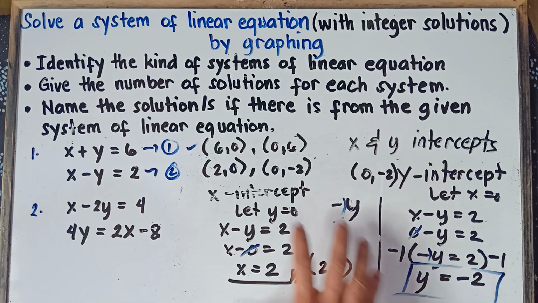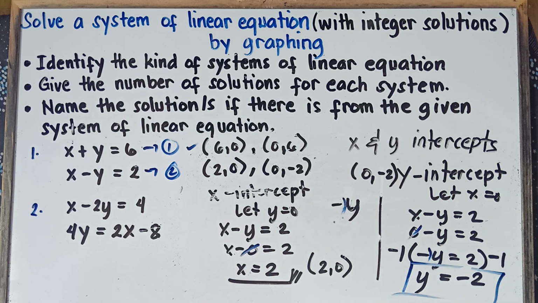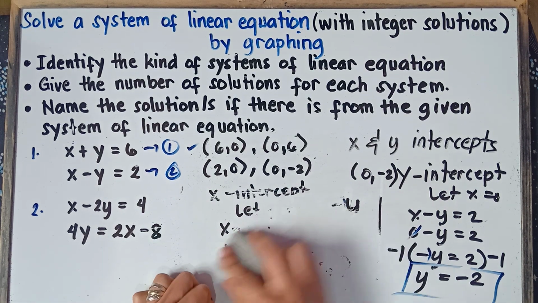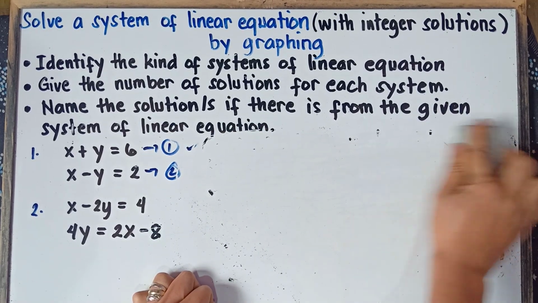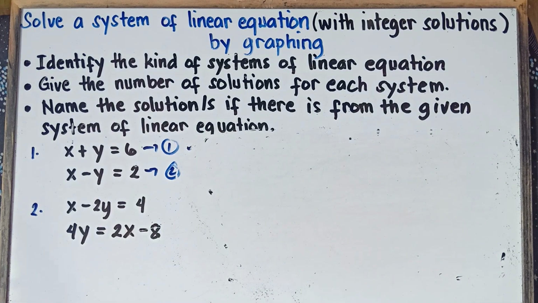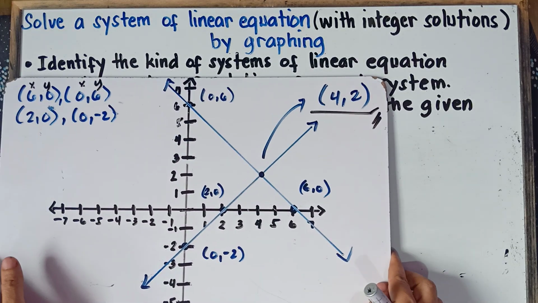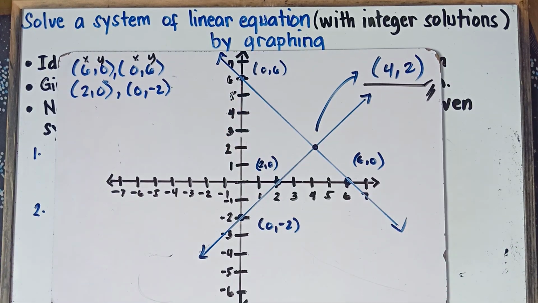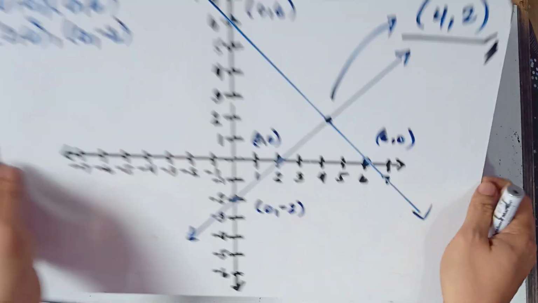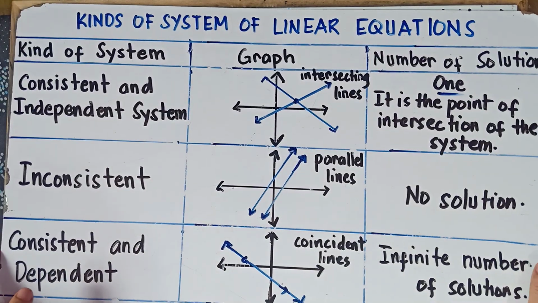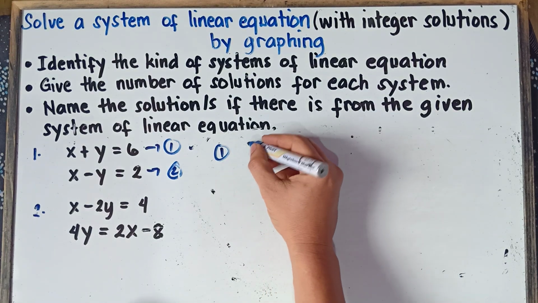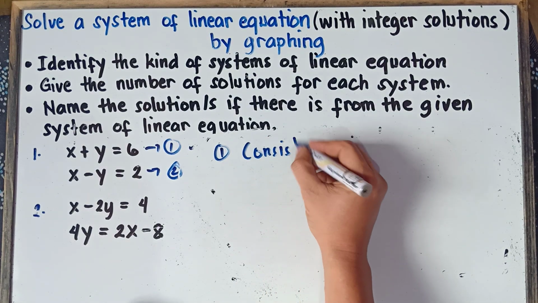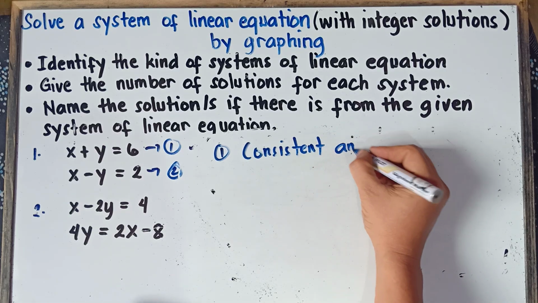So once again, class, you pause the video. I'll be erasing this one. Alright, so question number 1. Identify the kind of system of linear equation. Our answer for number 1, once again, this will be our graph. We have the intersecting line. So we have the consistent and independent system.